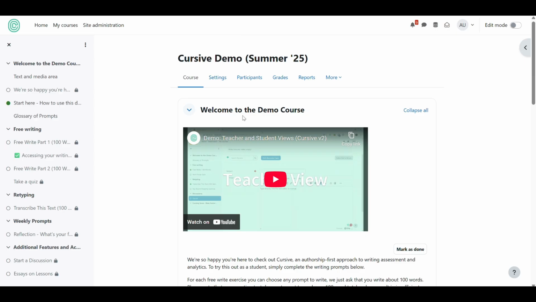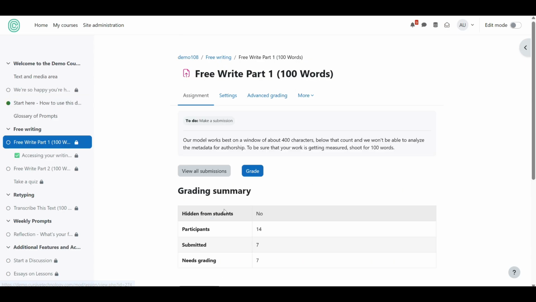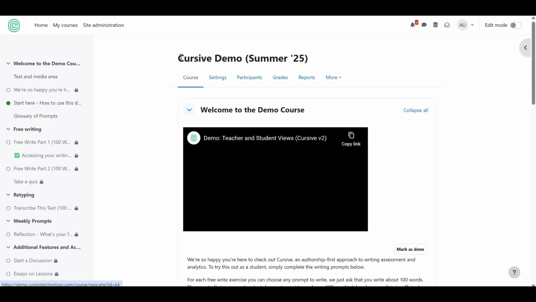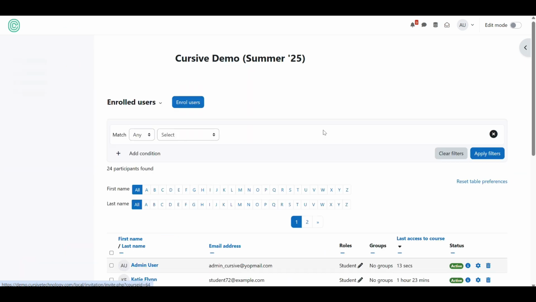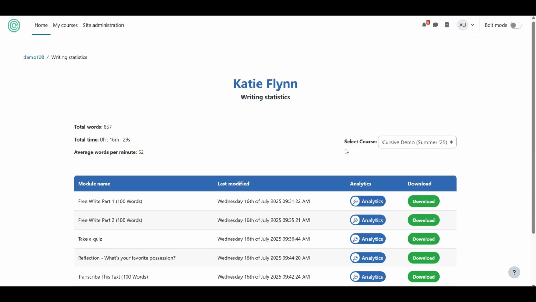This information will be available to you directly through the assignments that you're giving to students when you're looking through all submissions. There's quick, easy access, but you can also drill down into a single student's writing portfolio by using the participants list. So here's a student that we have seeded a bunch of assignments for in this particular course, and we can take a look at their writing overall.